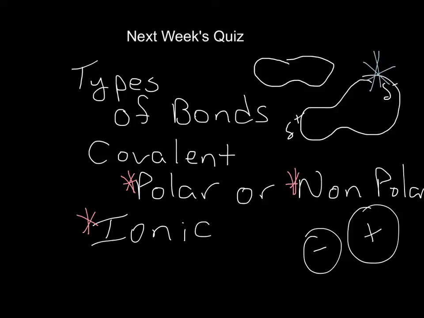and that polarity is important for water. That polarity is important for biomolecules, and it's important that you understand this idea of ions. And you'll see why ions are so important when we talk about solubility and osmosis and diffusion.